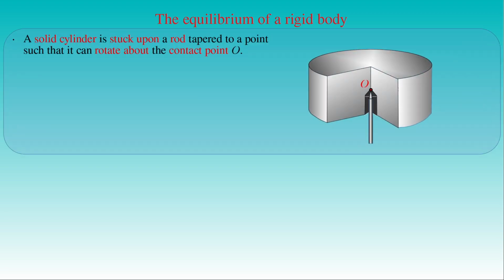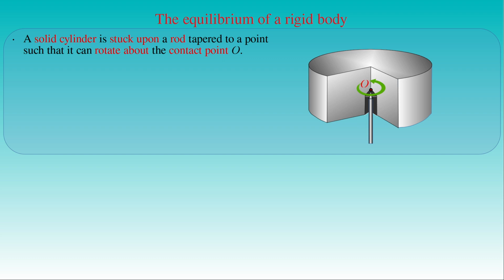By applying the general definition of torque, we can formulate the condition of equilibrium for a rigid body free to rotate about a single fixed point. Let us consider an experiment where we stick a solid cylinder upon a rod tapered to a point, as seen in the figure. If the diameter of the rod is smaller than the one of the bore at the bottom of the cylinder, then the tip of the rod is only one contact point with the cylinder, denoted by the letter O. As a result, the cylinder is free to rotate about the contact point O, which is a fixed point of the rigid body and also called the pivot point.